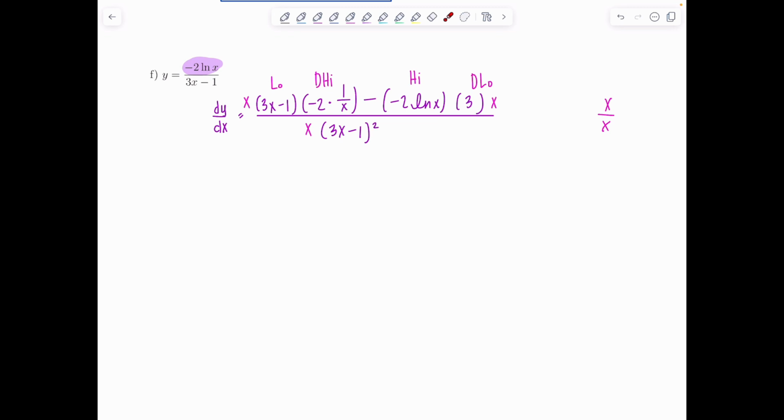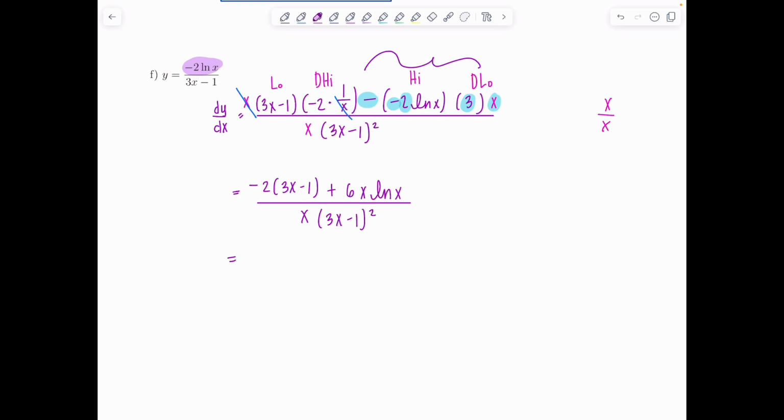Now, I'm not going to see anything happening with this one because it's just going to cancel. So now I'm left with, let me put the negative 2 in the front. It'll look better. 3x minus 1. Are we good? And then all of this is going to simplify to plus, because these negatives cancel, 2 times 3 times x, that's 6x ln of x over, and then just leave it, x times 3x minus 1 squared.